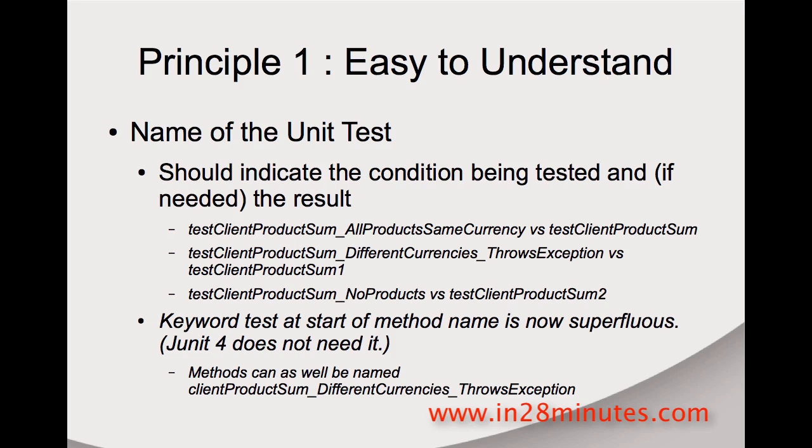First thing is the name of the test. The name of the test should indicate the condition being tested and the result. The result might not be an important thing, and sometimes it might be obvious, so I'm not so particular about the result, but the condition being tested should be listed. Test client product sum, all products having same currency. Test client product sum, different currencies, throws exception. Test client product sum, no products.